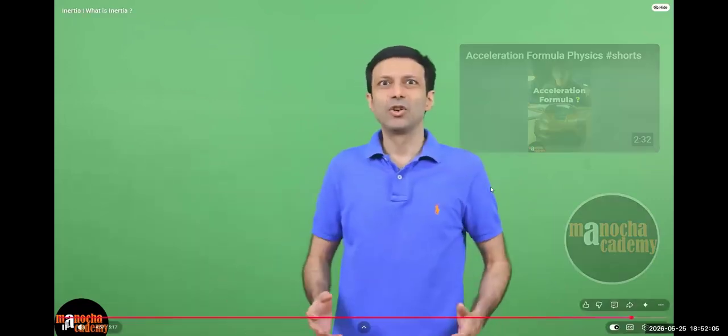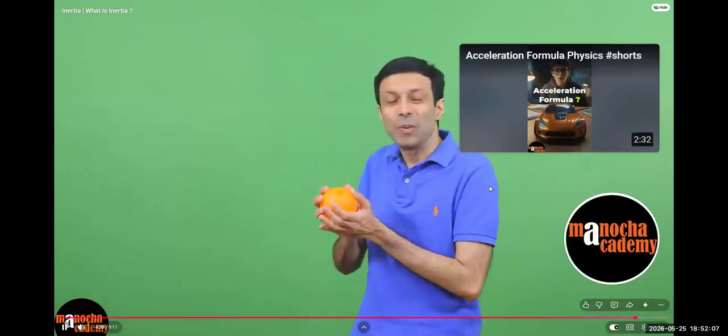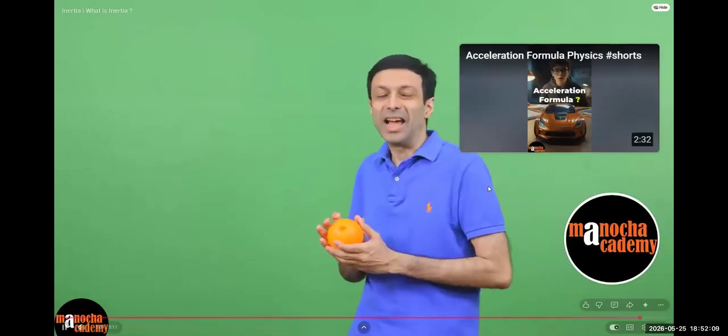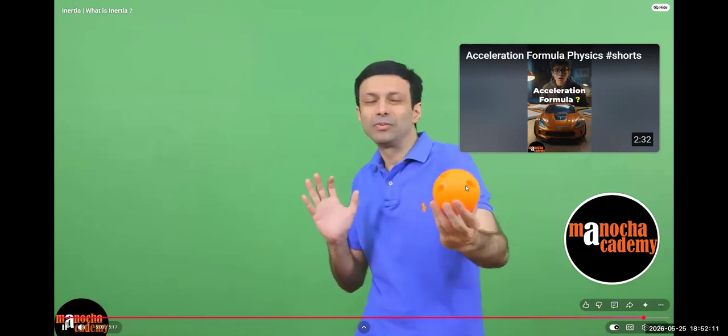Now, if you consider the example of a moving ball, what do you need to do to stop it? You need to apply a force. As you saw here, I applied a force.